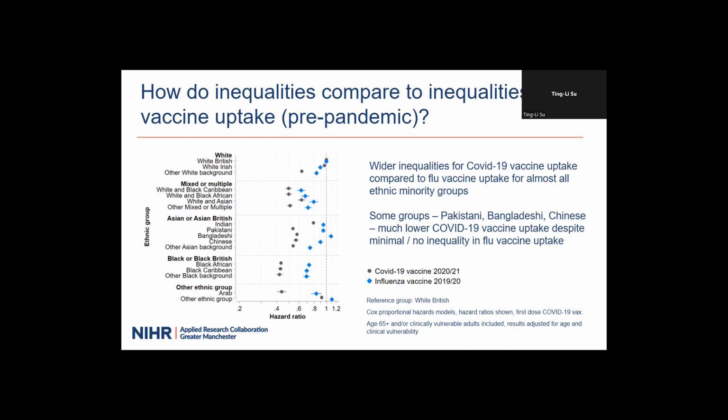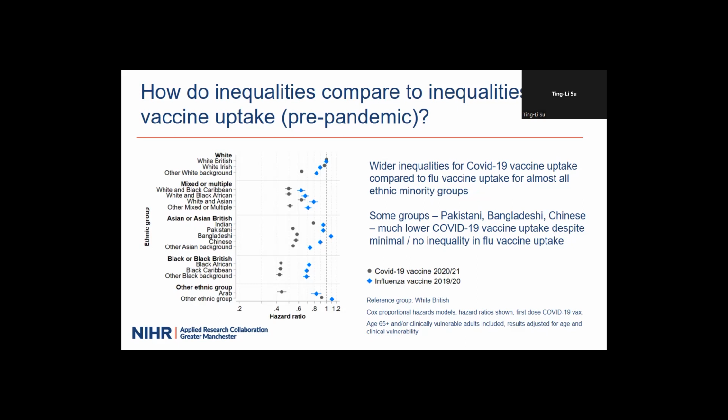So the main takeaway from this is that COVID vaccine uptake inequalities were much wider than those previously seen for uptake of the flu vaccine. And I think it's worth noticing that for some groups such as Pakistani, Bangladeshi and Chinese, there were these really large inequalities in COVID vaccine uptake. But actually uptake of flu vaccine had been either almost identical to, or in the case of the Bangladeshi group, a bit higher than the white British group previously.